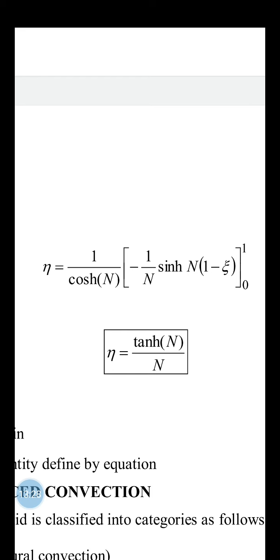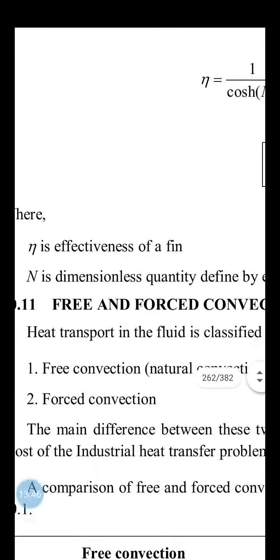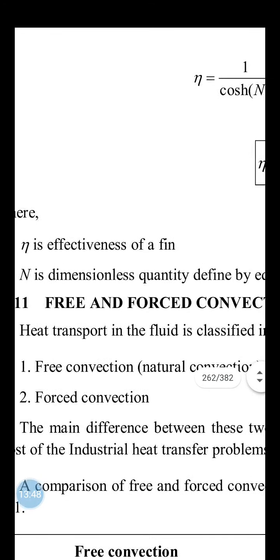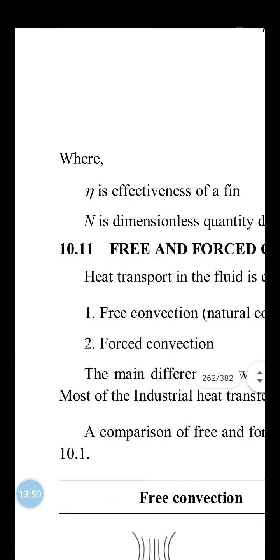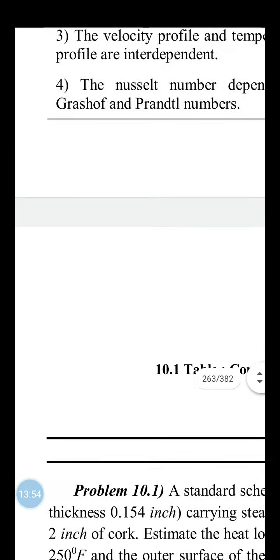So put this condition and you will get eta is equal to tan hyperbolic of n upon n. What is n? N square is equal to HL square by KB, so it is a dimensionless heat transfer coefficient. This is how you can find out the effectiveness of the fin. N is a dimensionless quantity defined by the equation.